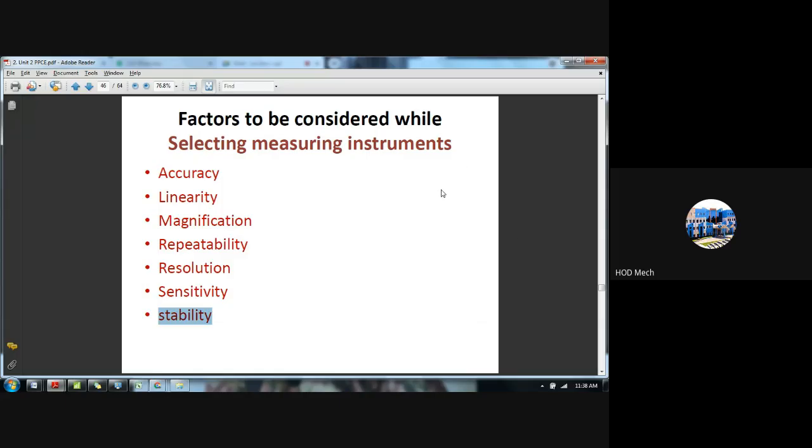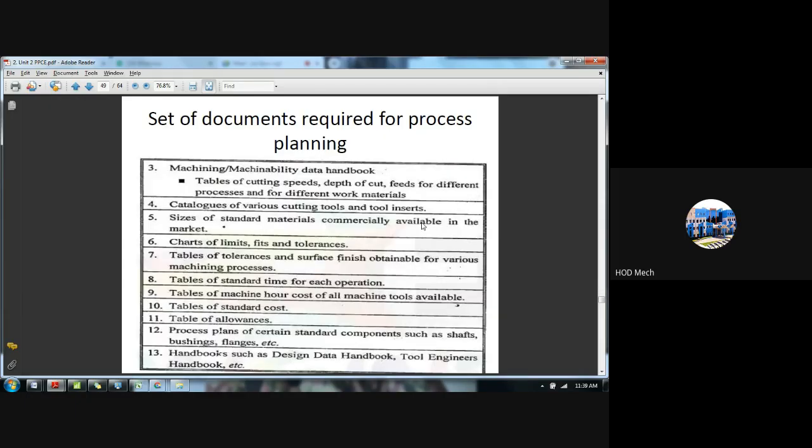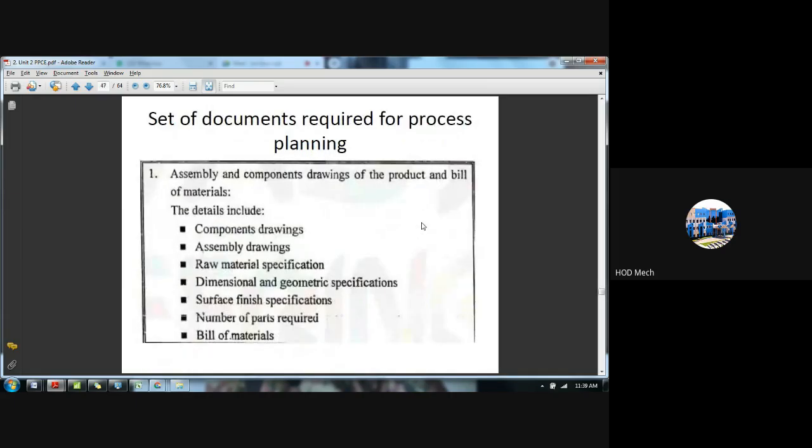So these are 7 parameters that you have to remember as a process engineer, based on which you will be selecting your measuring instrument. So guys, with this we stop today's session, and in tomorrow's session we will be seeing a 16 mark question where you will be having a set of documents, what you are seeing in the slide now. What are the set of documents required for process planning? What content do I need for process planning? So it has some 13 points, where you will be following these 13-point rules so that you can execute your process planning in a much better and efficient manner.